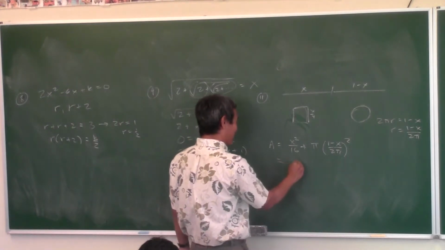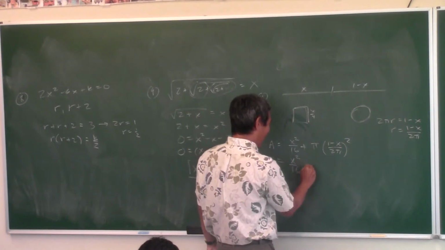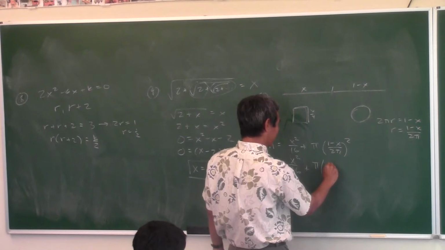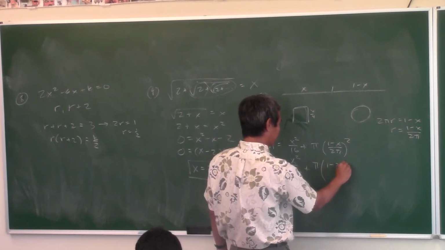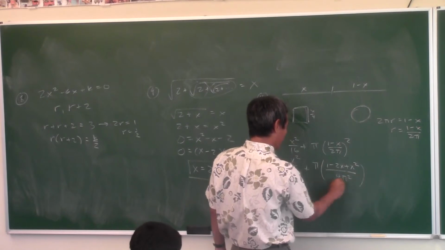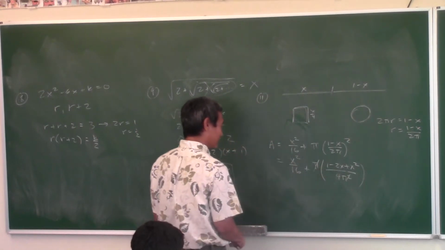How do you do that, Mr. Buck? Okay, multiply it out, man. Just do it. Go. (1 minus 2x plus x squared) over 4 pi squared. But then this pi cancels that pi.